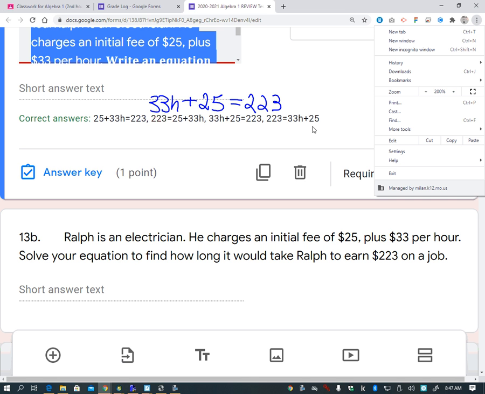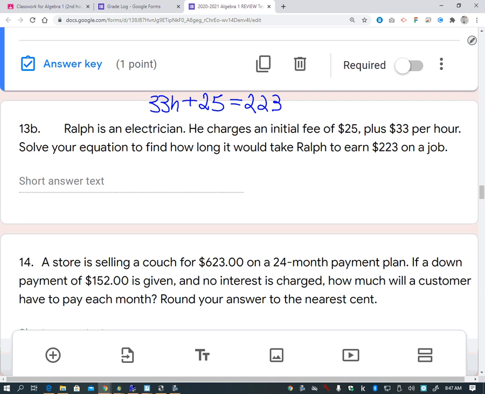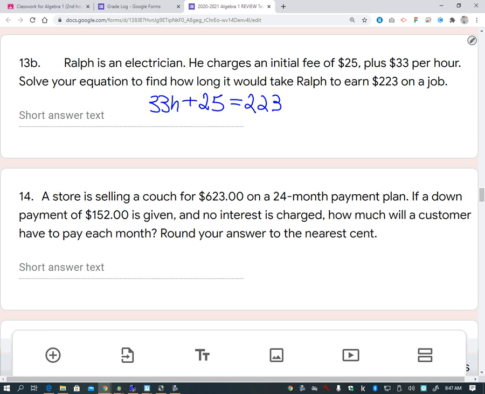All right, so if we have that there, this next question actually asks us to solve. So with this equation right here, what would we do to begin to solve this? Go ahead, Maggie. Okay, let's slow down just a little bit. Subtract 25 on both sides. What is our goal here? What are you trying to do? Find out how many hours.